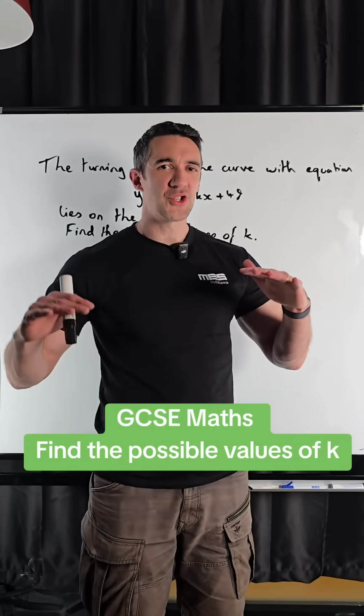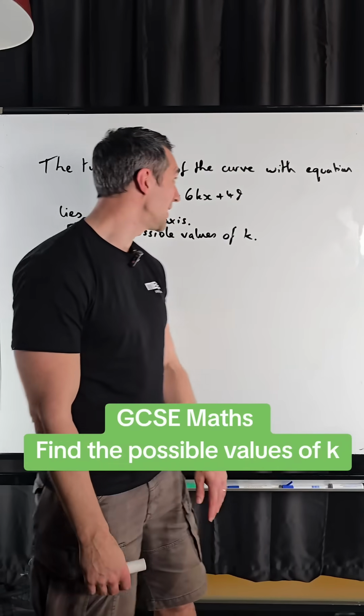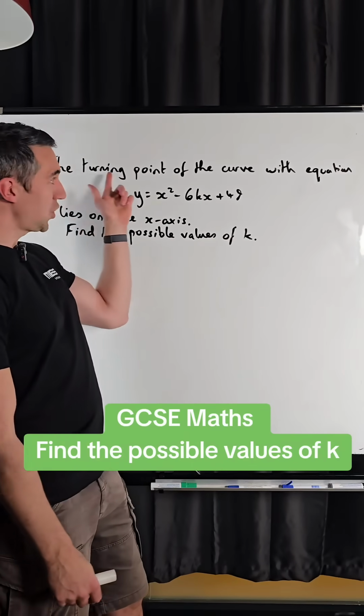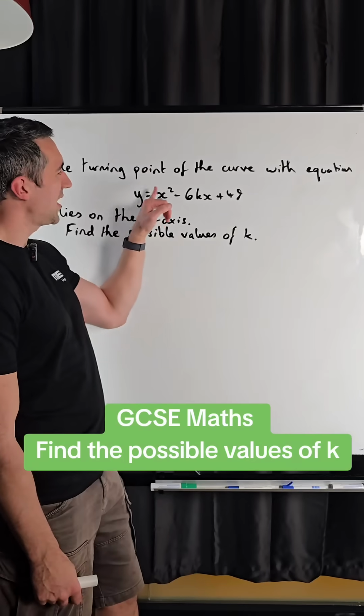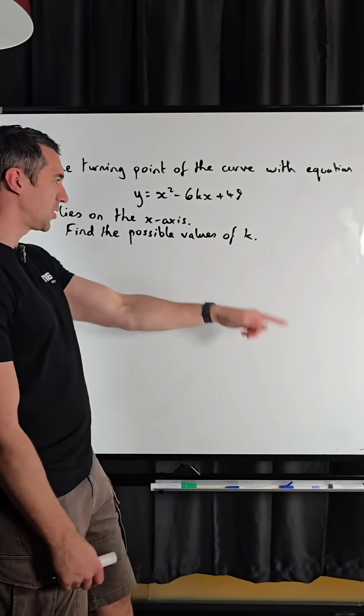All right, guys, we've got this top-end GCSE Maths question for you today. We're going to have a look and see if we can work our way through this. We're being told the turning point of the curve with equation y equals x squared minus 6kx plus 49 lies on the x-axis. Find the possible values of k.